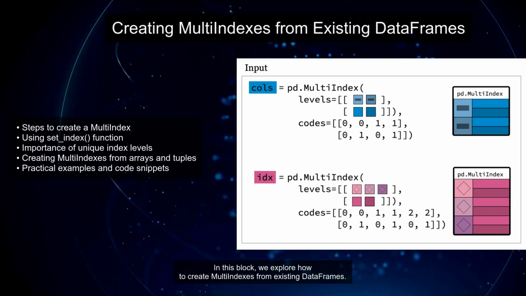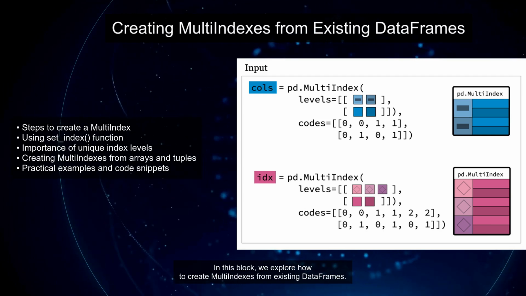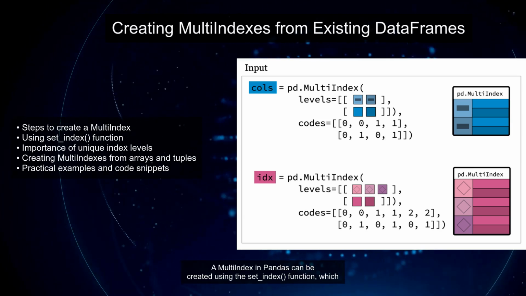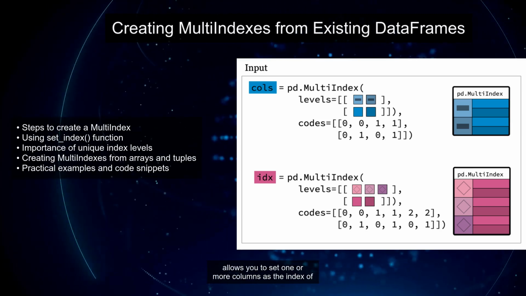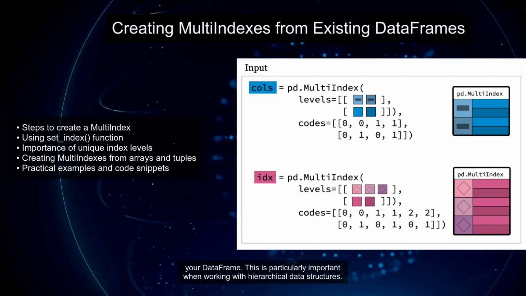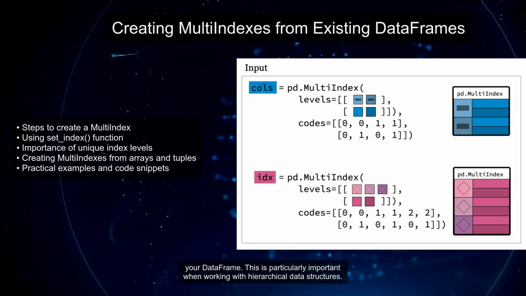In this block, we explore how to create multi-indexes from existing data frames. A multi-index in Pandas can be created using the set_index function, which allows you to set one or more columns as the index of your data frame. This is particularly important when working with hierarchical data structures.